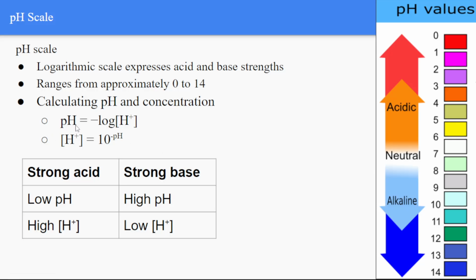pH can be calculated by using the negative log of the hydrogen ion concentration, and then hydrogen ion concentration can be calculated using the inverse log of the negative pH. A couple things to know: strong acids have a low pH but a high hydrogen ion concentration, but strong bases are the opposite, with a high pH and a low hydrogen ion concentration.